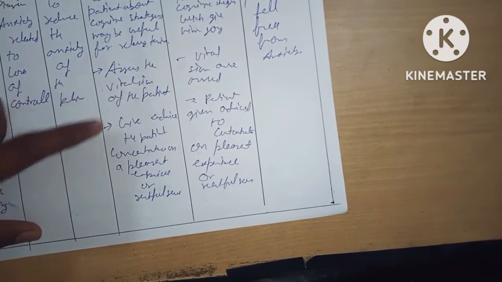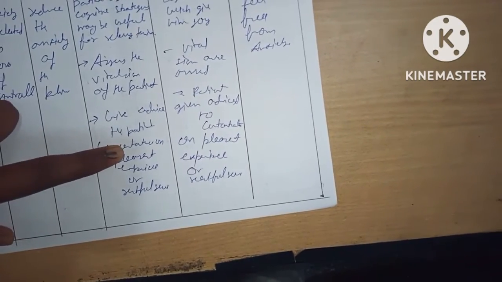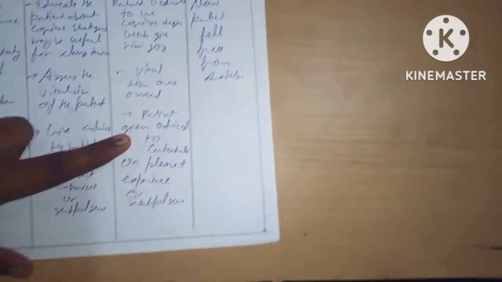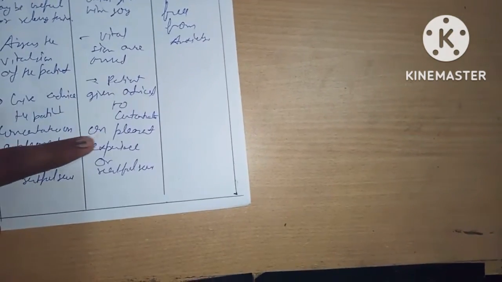Assess the vital signs of the patient. Give advice to the patient to concentrate on pleasant experience. Implementation. Patient is educated to use strategies, giving him joy. Vital signs are assessed. Patient is given a comfortable position and experience. Now the patient is free from anxiety.